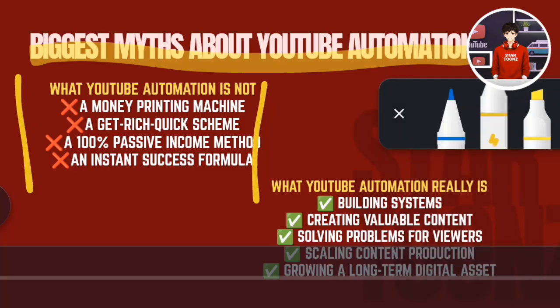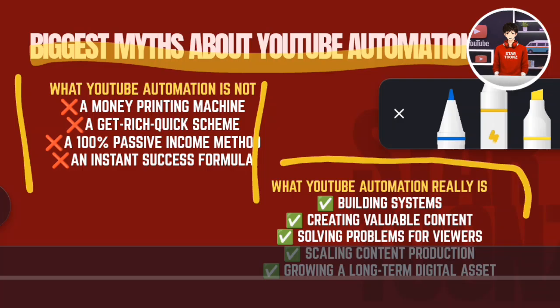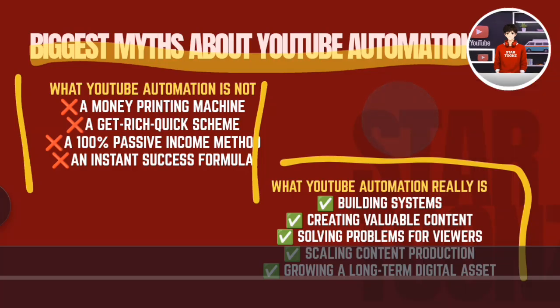The biggest advantage of YouTube automation is not easy money. The biggest advantage is scalability. Instead of creating one video every week, you can eventually create many videos consistently using systems and processes. So throughout this course, don't think like a gambler looking for a shortcut. Think like a business owner building a long-term asset.